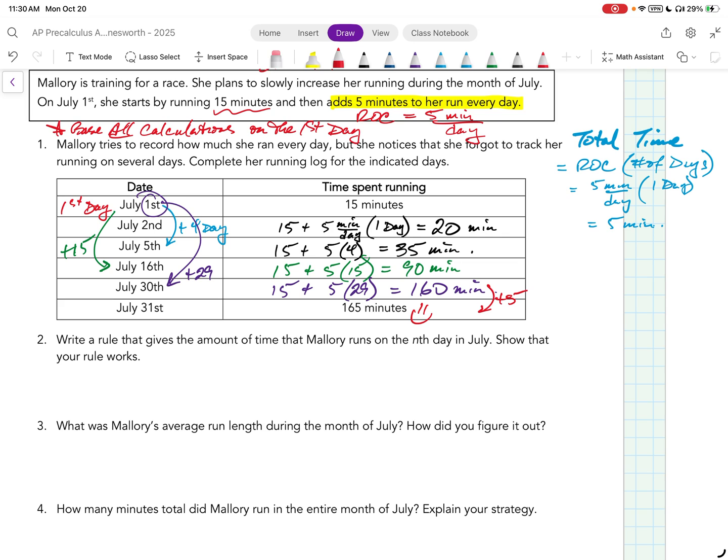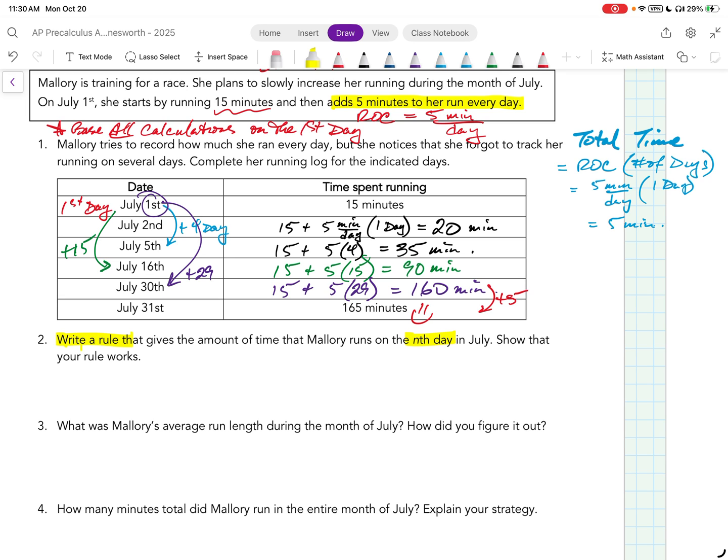Okay. Now it says write a rule. Write a function rule that gives the amount of time Mallory runs on the nth day of July. Okay, so in terms of n. So basically we want to say, given the nth day, what would her function be? What would the rule or function be to calculate the total minutes? So what we want to do is develop a function. And since we're dealing with time, let's call it t of n. So function notation right there, t of n. So t of n is equal to what?